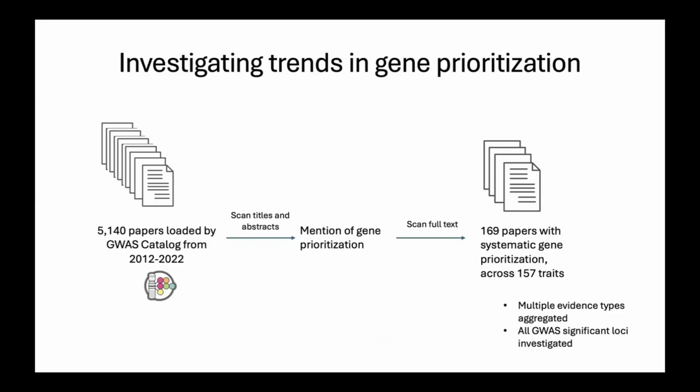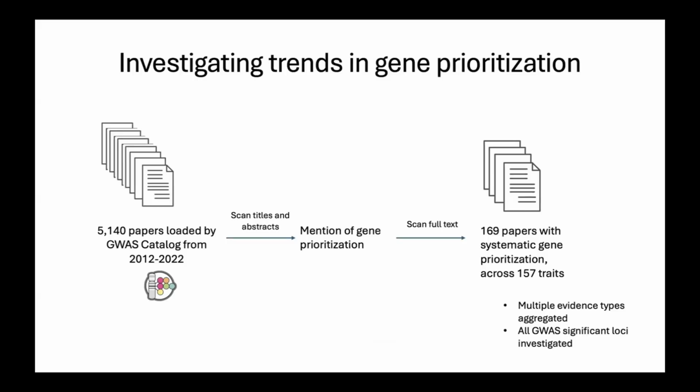And people express this in different ways. They talk about finding causal genes for a disease. They talk about establishing the genetic architecture of a disease and so forth. I cast a wide net. And then for those papers where there was a mention, I scanned the full text. And I ended up with 169 papers in which systematic gene prioritization had been performed. And this covered 157 traits.